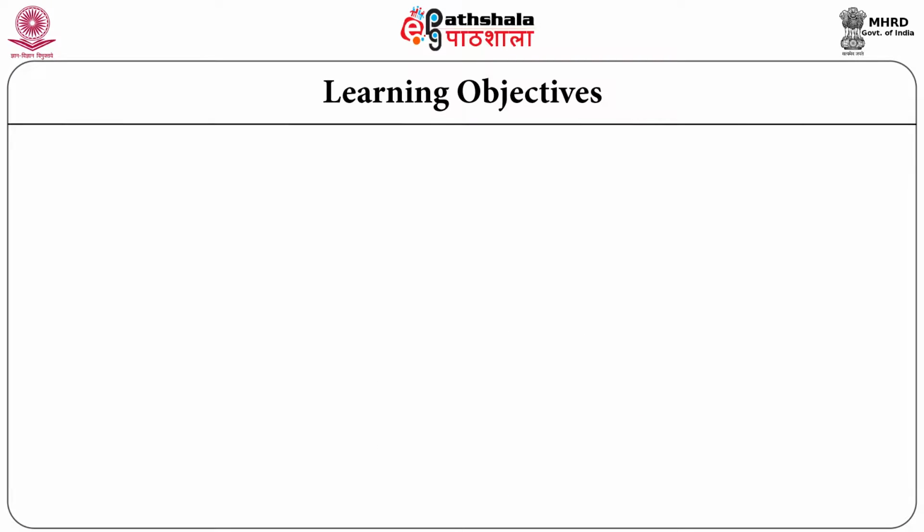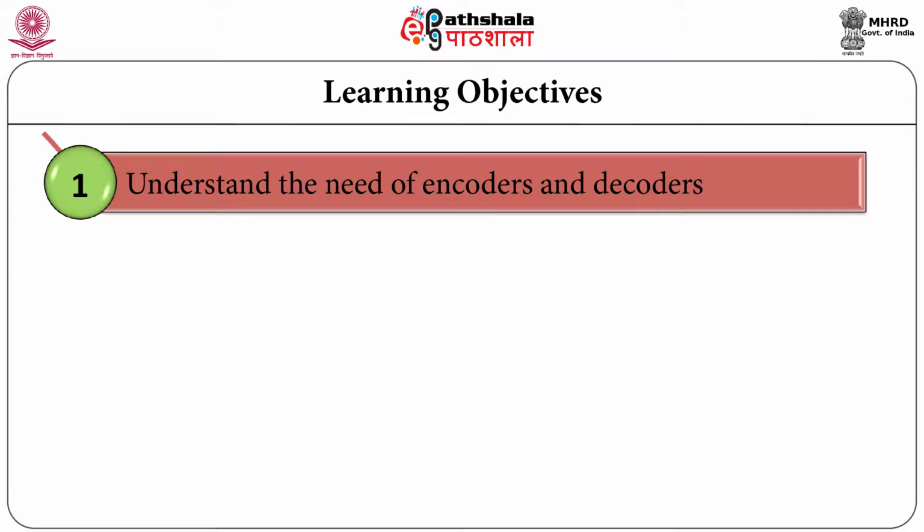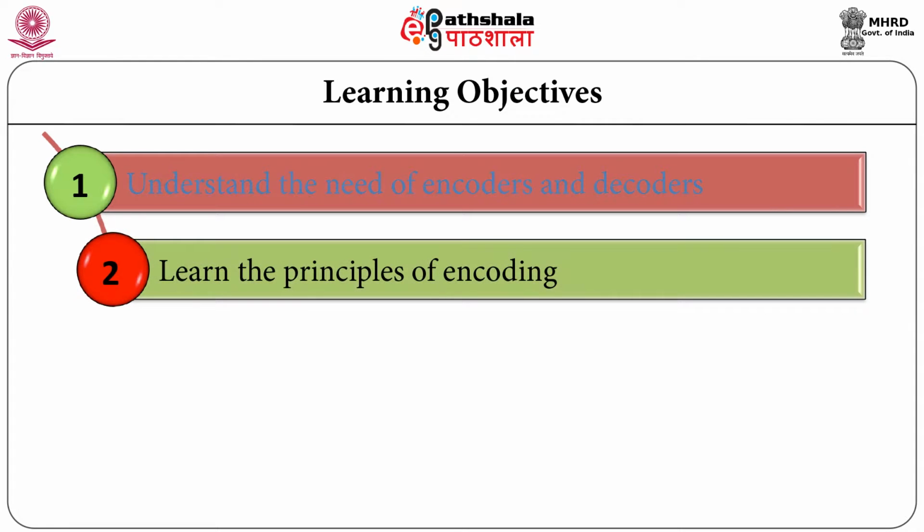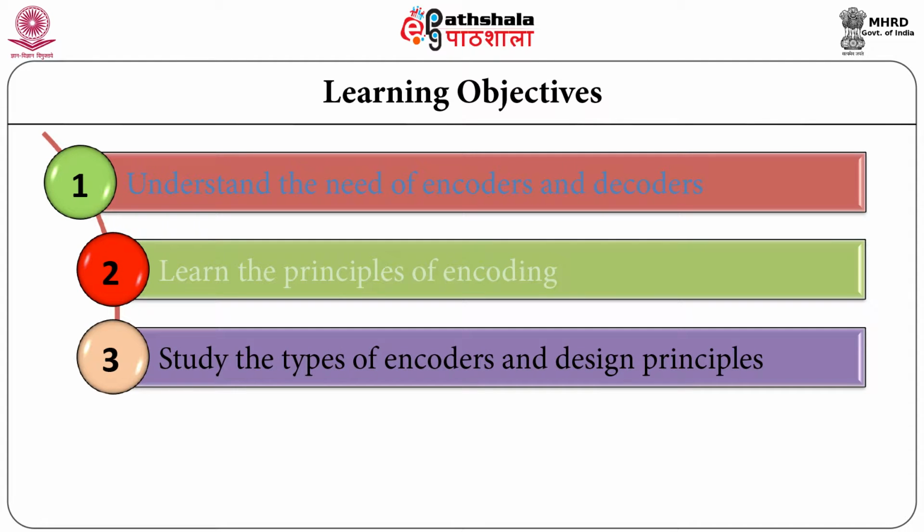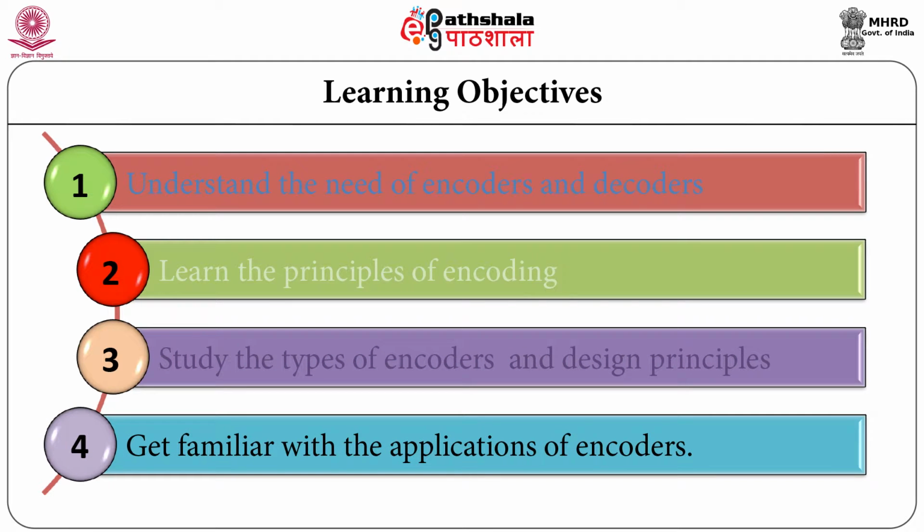Let us define the learning objectives of the session. Initially, you will understand the need of encoders and decoders. In order to get insight into the digital system, let us learn the principles of encoding. It is also important to understand the classification of encoders. We will focus on two major types of encoders, linear encoders and priority encoders. After learning the design principles, let us get familiar with applications of encoders. With these learning objectives, let us begin the journey into the world of encoders.